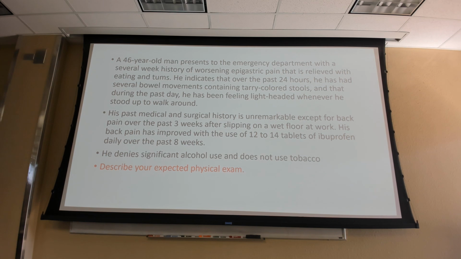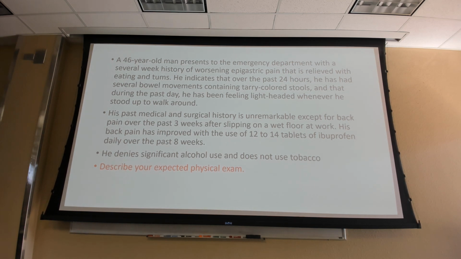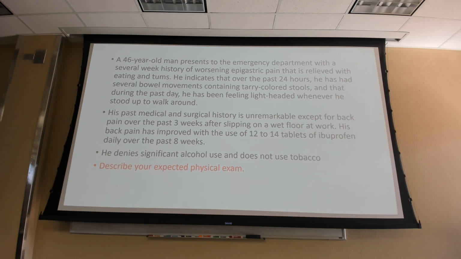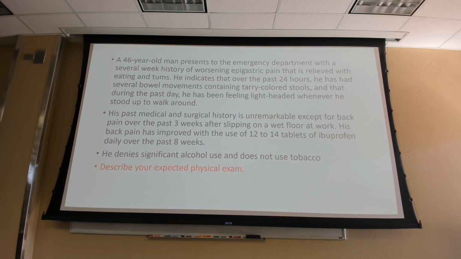All right, so let's talk about some upper GI bleeds. So you got a 46-year-old, several-week history of worsening epigastric pain, relieved with eating Tums, but over the past 24 hours, had several bowel movements, dark tarry stool. During the past days, been feeling lightheaded whenever he stood up and walked around. Past medical and surgical history unremarkable except for back pain 3 weeks ago, and he's taken anti-inflammatories. Denies significant alcohol use, doesn't use tobacco.